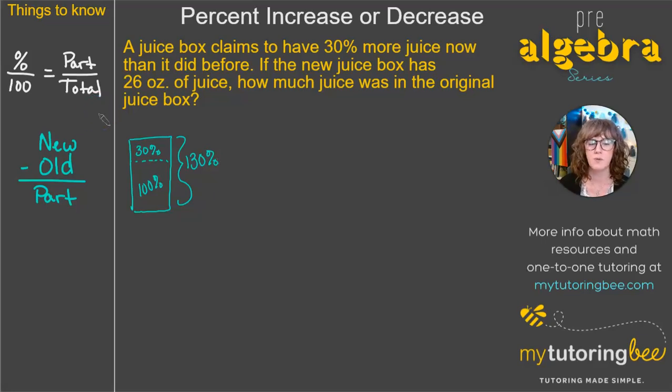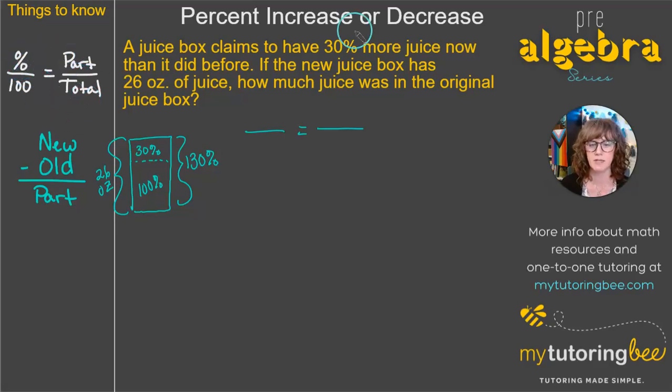We also know that this juice box contains 26 ounces. Okay, so when we are setting up our proportion here, we need to keep these two numbers in mind that they go together, right? 26 ounces represents 130% of the juice. So let's see what our proportion looks like. Now, we're again using this same sort of setup for our proportion, but let's redefine some of these terms.